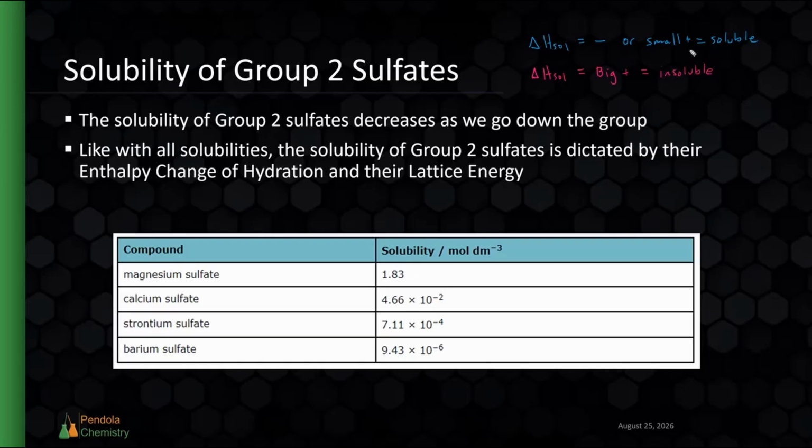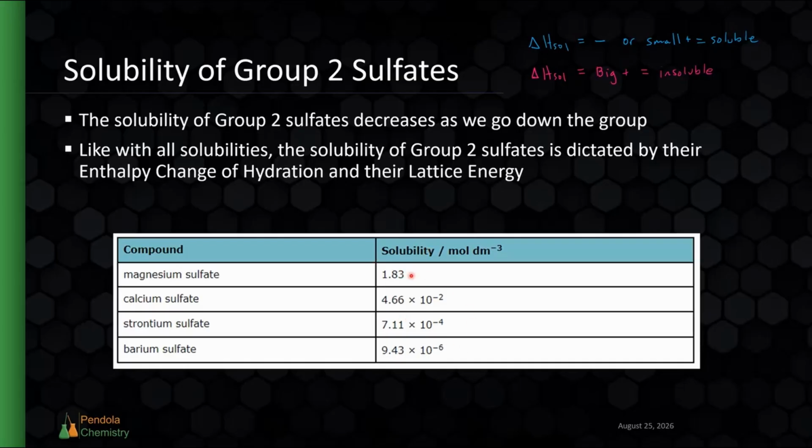And this applies to the solubility trends that we learn in AS chemistry. For example, in AS chemistry, we learned that group 2 sulfates get less soluble, their solubility decreases as we go down the group. Meaning that magnesium sulfate is going to be a lot more soluble than something like barium sulfate. And calcium sulfate is going to be less soluble than magnesium sulfate. As we go down, their solubility decreases.